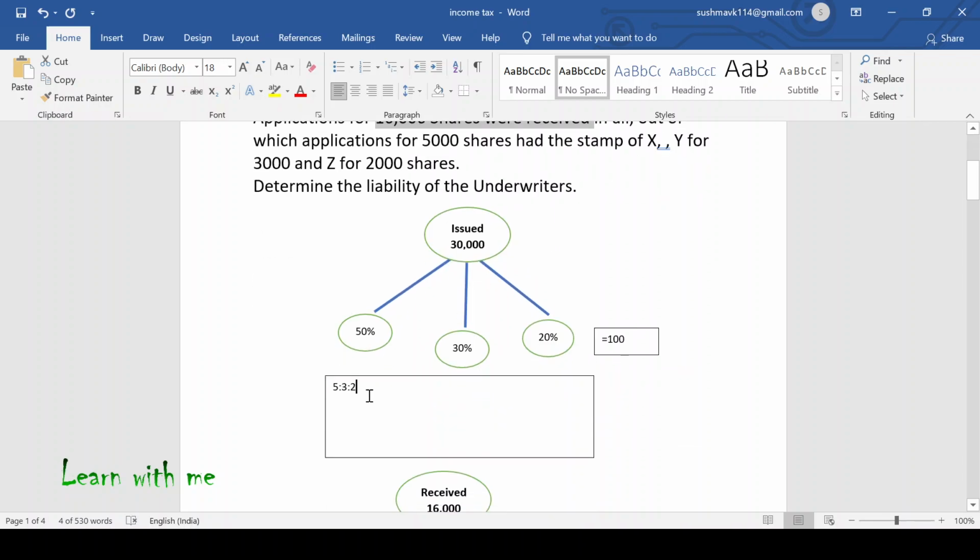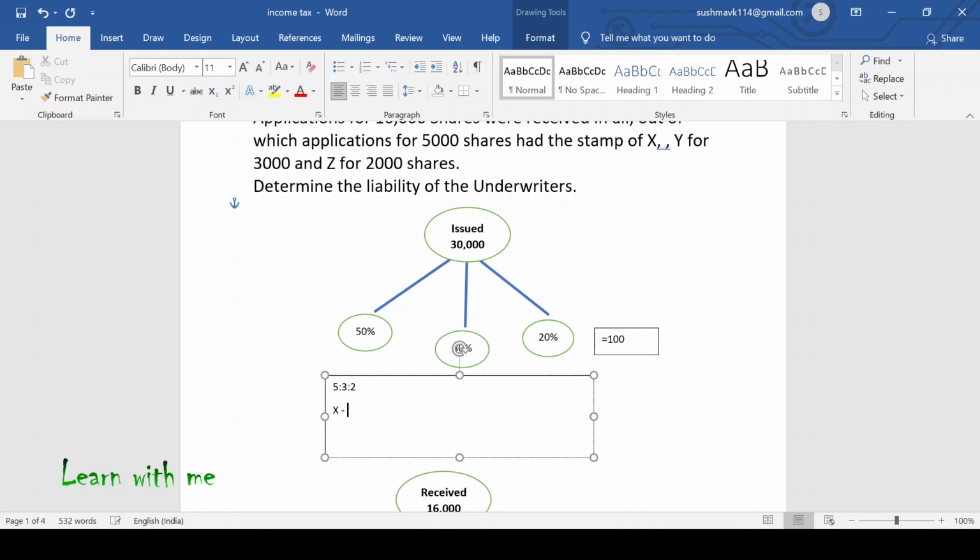For now, since they have given the percentage, let us convert this percentage into numbers. So let us solve for X. What is the total shares that were issued? It was 30,000. So 30,000 into what is the share of X? It is 5 divided by 10. How did you get 10? 5 is to 3 is to 2, that means 5 plus 3 plus 2 is equal to 10. So what will be the amount?